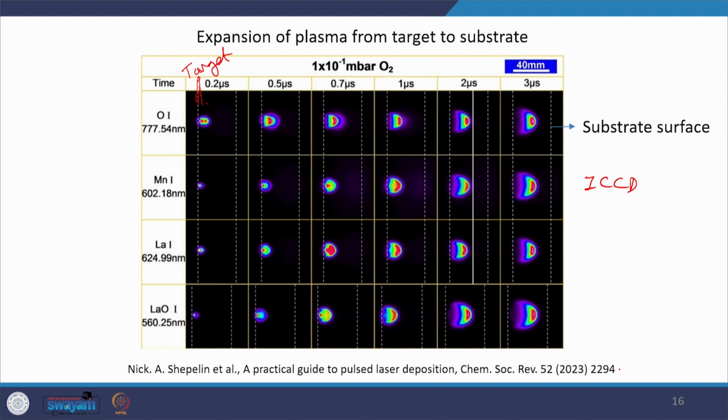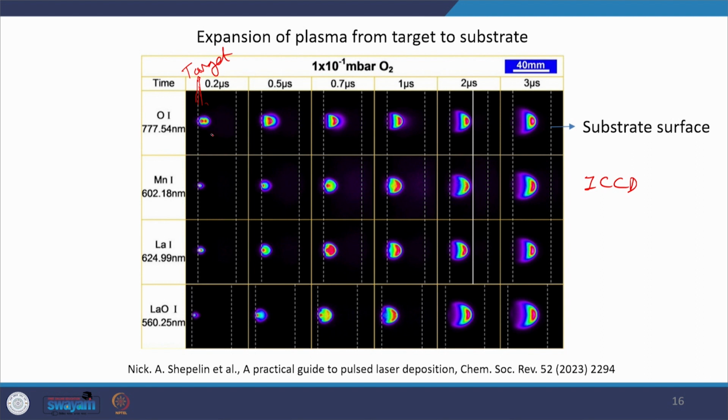And now you can use either a filter or a spectrometer, so that you can select the emission lines of different species. Here it is different, like manganese oxide or lanthanum oxide, if you want to deposit those, and in that case you want to study this kind of plasma. So, you can select the line for oxygen, like 770.54 nanometer, with that spectrometer, and then you take the image.